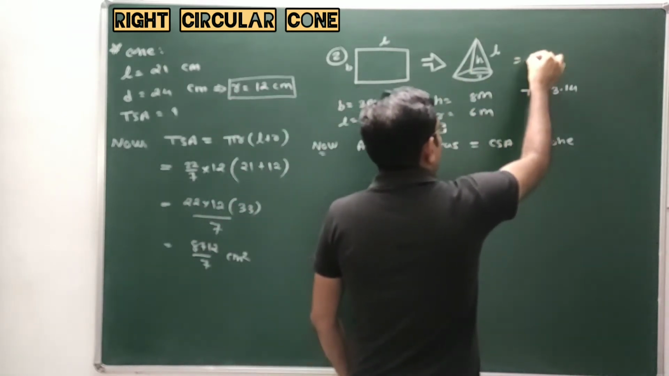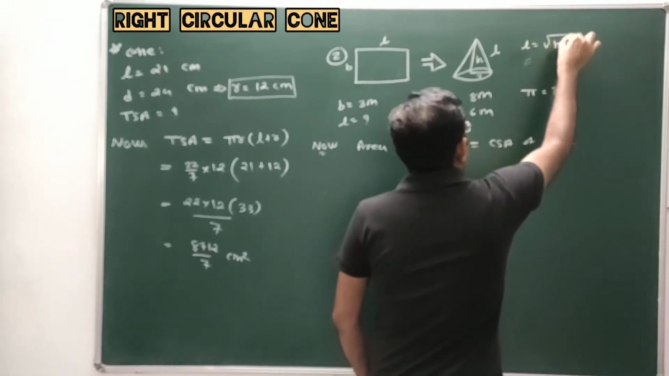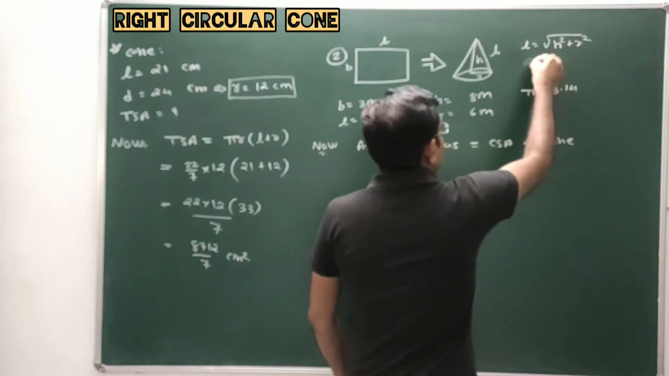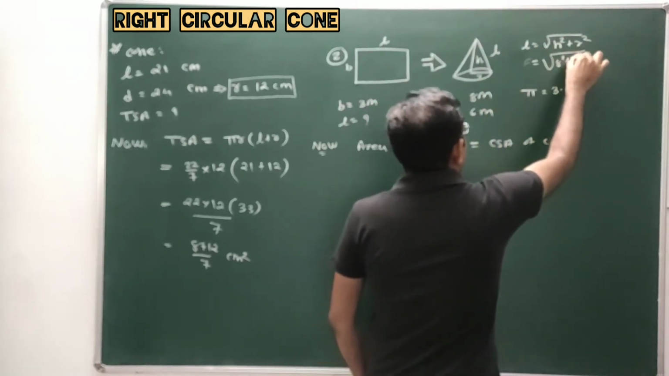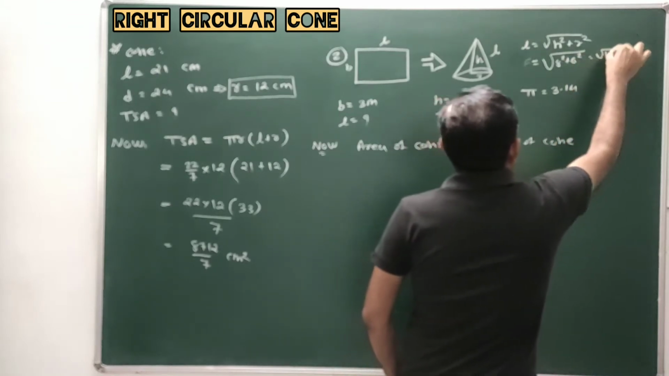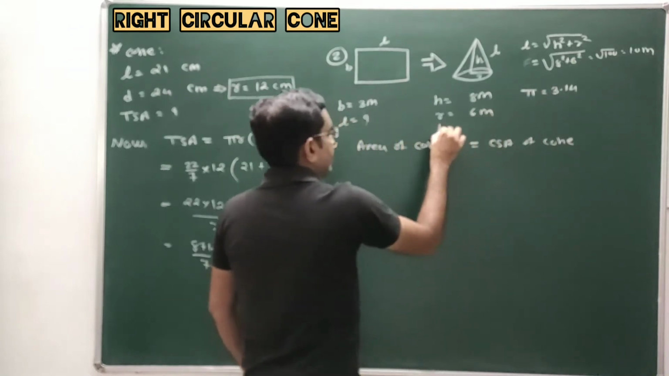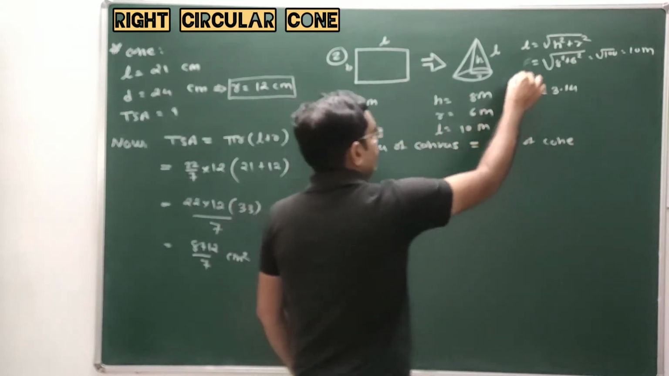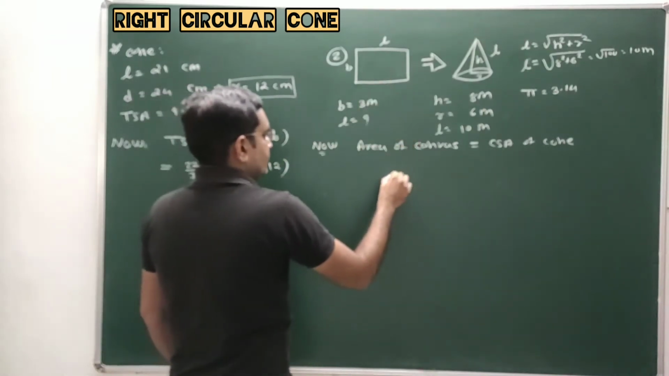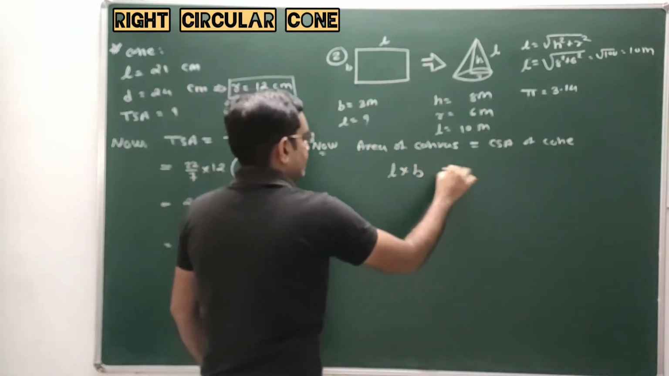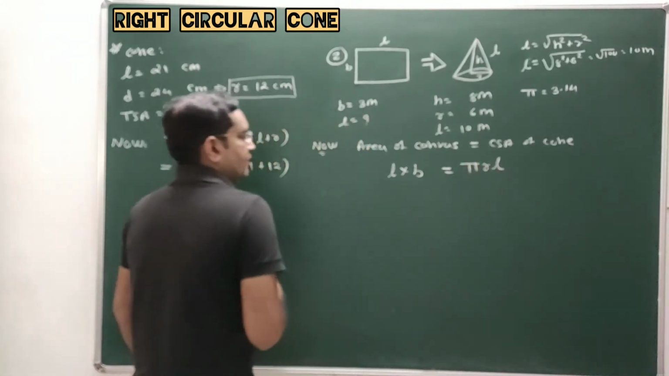The formula to find the slant height l of the cone is square root of h square plus r square, which is equal to square root of 8 square plus 6 square, that is equal to square root of 100, and that is equal to 10 meter. So the value of l is 10 meter. Now area of canvas, that is l into b, is equal to curved surface area of cone, which is equal to pi r l.